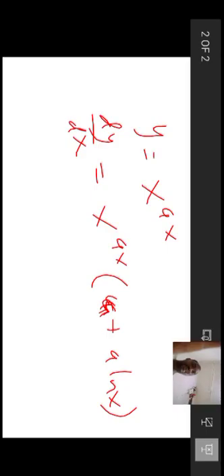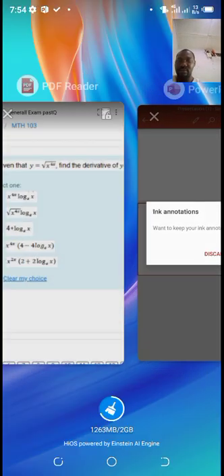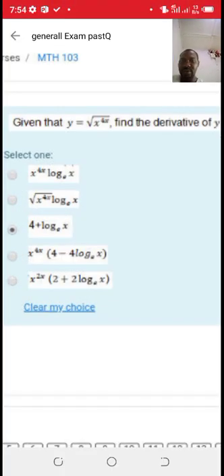So let's go back to our question, which is... so the answer to this question is E: x raised to power 2x into 2 plus 2 log x to base e. Log x to base e is the same thing as ln x.